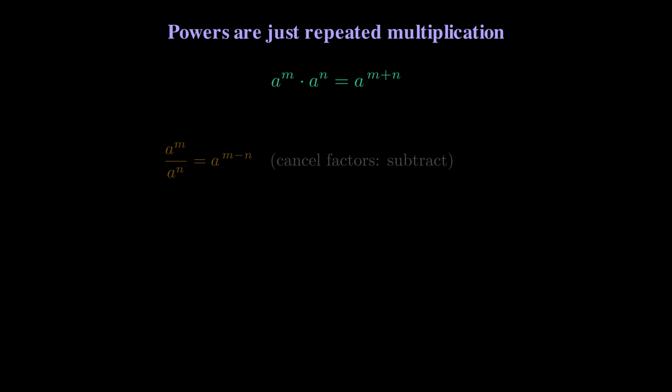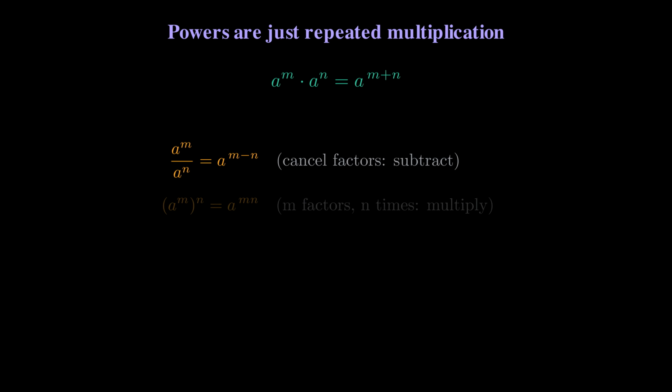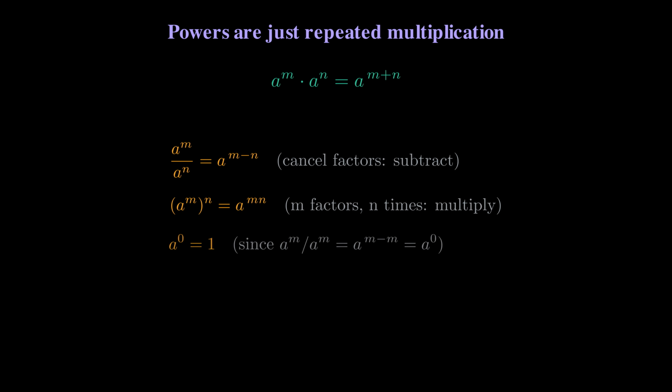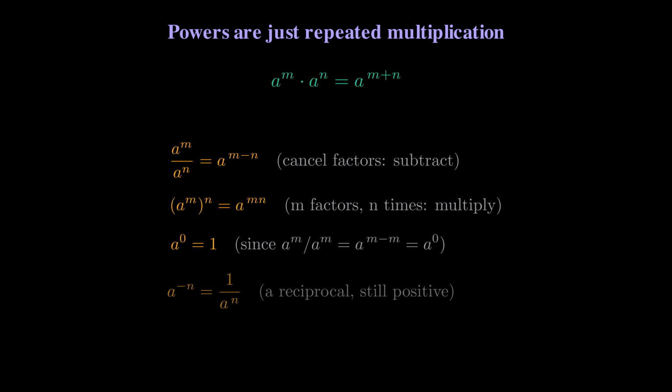There's your first law. The same counting logic gives the rest. Dividing? You cancel factors top and bottom, so you subtract the exponents. A power of a power, m factors, taken n times, means you multiply the exponents. And 2 neat consequences fall out for free. Any base to the 0 is 1, because a to the m over a to the m is a to the m minus m, which is a to the 0, and equals 1. And the negative power is just a reciprocal. A to the minus n is 1 over a to the n. A minus sign in the exponent never makes the number negative. It flips it.